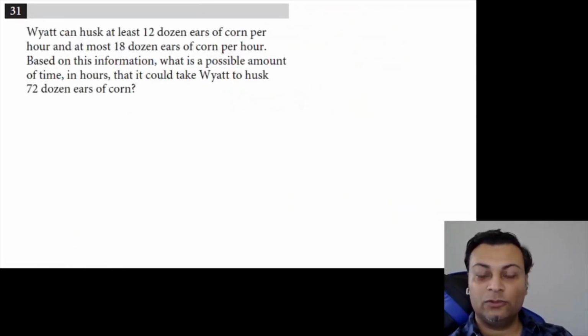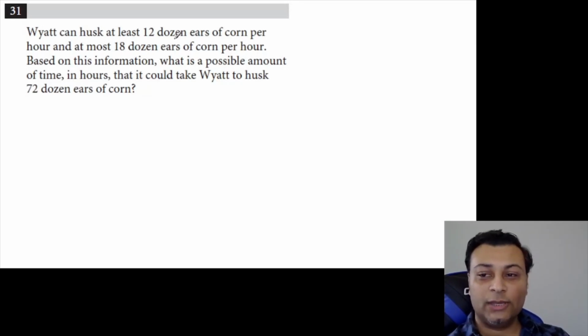Moving on to 31. Wyatt can husk at least 12 dozen ears of corn per hour, and at most 18 dozen ears of corn per hour. Based on this information, what is a possible amount of time in hours that it could take Wyatt to husk 72 dozen ears of corn?